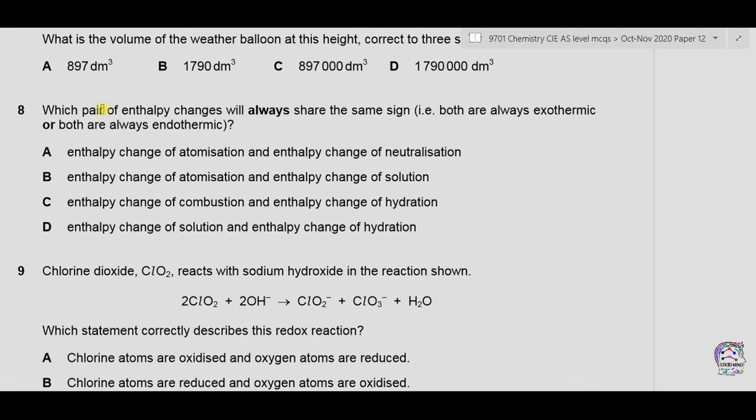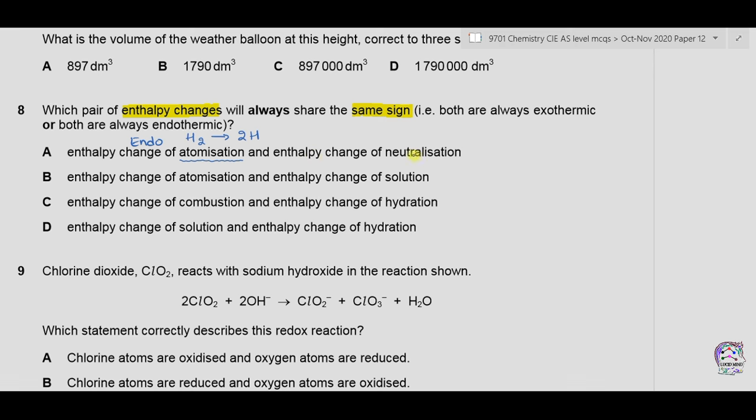Question number 8. Which pair of enthalpy changes will always share the same sign? That is, both are always exothermic or both are always endothermic. A. Enthalpy change of atomization. In atomization, we break down a molecule into its atoms. For example, we can break the hydrogen molecule into atoms of hydrogen. The breaking of bonds requires energy, so the enthalpy change of atomization is endothermic in nature.